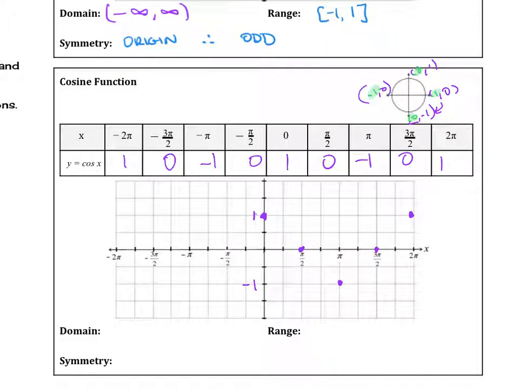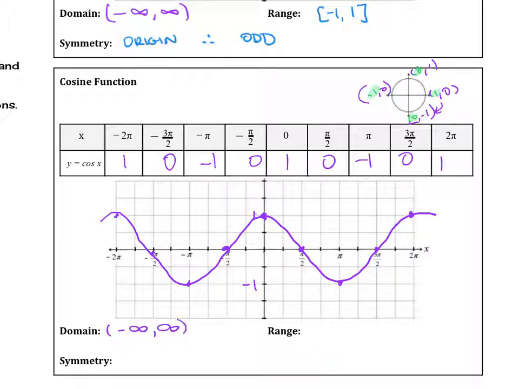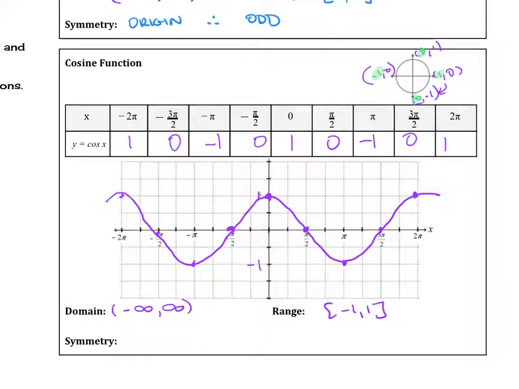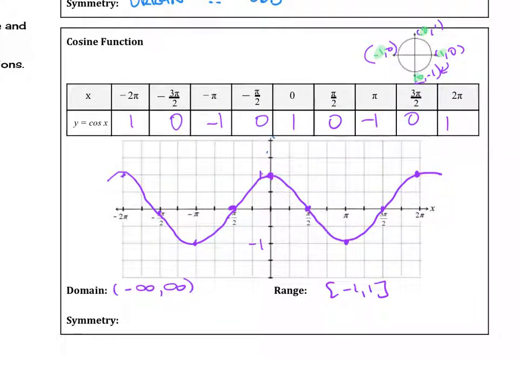Then from negative pi over 2, we're at 0. At negative pi, we're at negative 1. 3 pi over 2, we're at 0. And negative 2 pi, we're at 1. So here is our graph of cosine. So the domain is the same as our sine function. It's from negative infinity to infinity, and the range is also the same, from negative 1 to 1. It's symmetric across the y-axis. You can see here, if I draw a line here, it's symmetric across the y-axis, so therefore this is an even function.